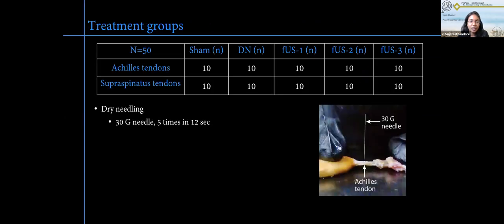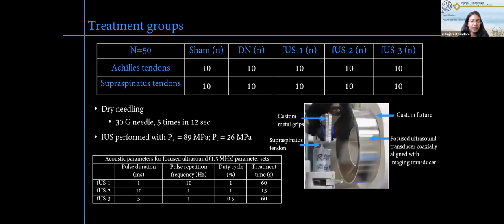In order to achieve our objective, we divided 50 Achilles and 50 supraspinatus tendons from Sprague-Dawley rats into five groups, that is sham, dry needling, focused ultrasound 1, 2, and 3, with 10 tendons per group. Tendons were exposed to dry needling or three different parameter sets of focused ultrasound. These parameters were chosen based on previous studies in other tissues to emphasize mechanical fractionation over thermal ablation.